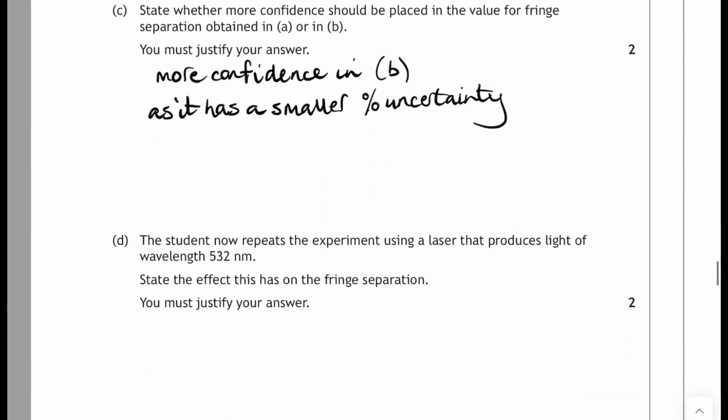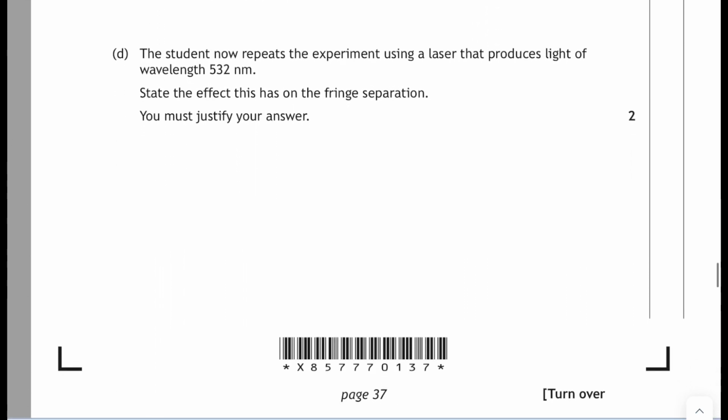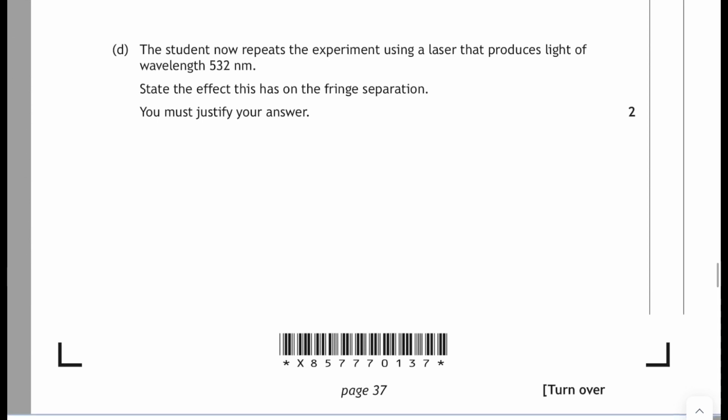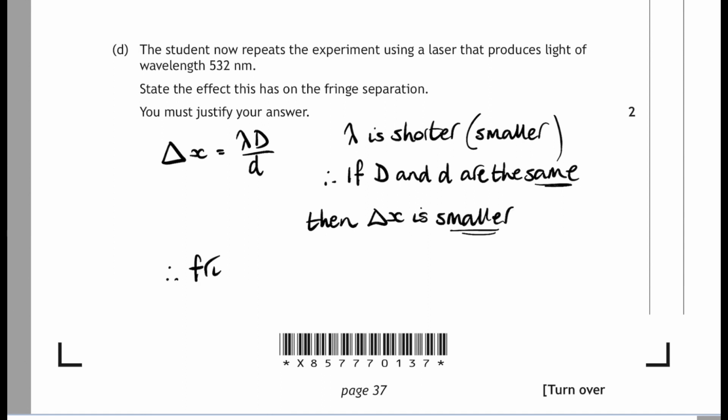In part D, the student now repeats the experiment using a laser that produces light of wavelength 532 nanometers and state the effect that this has on the fringe separation. This is very similar to the question in 2017, but let's put the relationship down again. Delta X equals lambda capital D over small d. And if we now use a laser that has got a shorter wavelength, then lambda will be smaller, and if the distance to the screen of capital D is the same and the slit separation small d is the same as well, then delta X must be smaller. So the fringe separation is smaller, or the fringe separation has decreased.